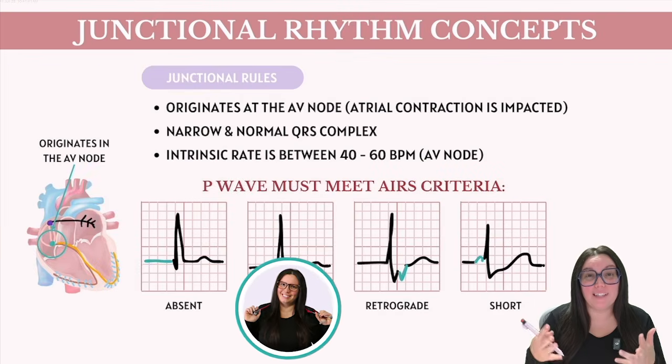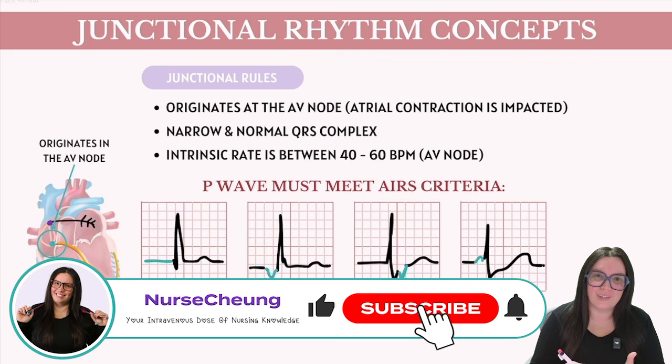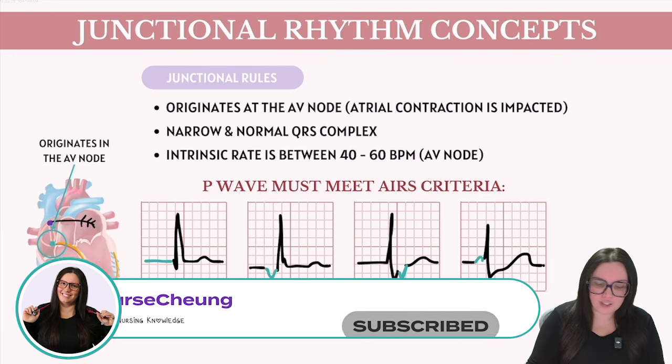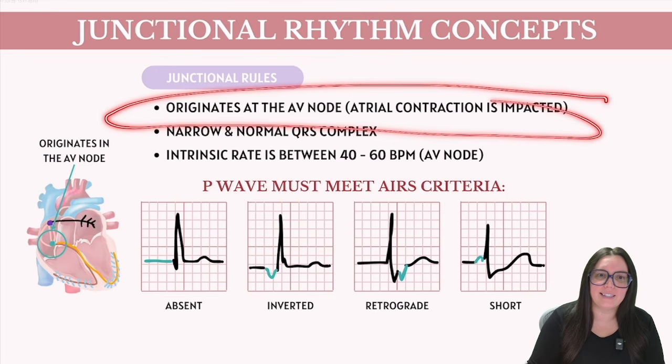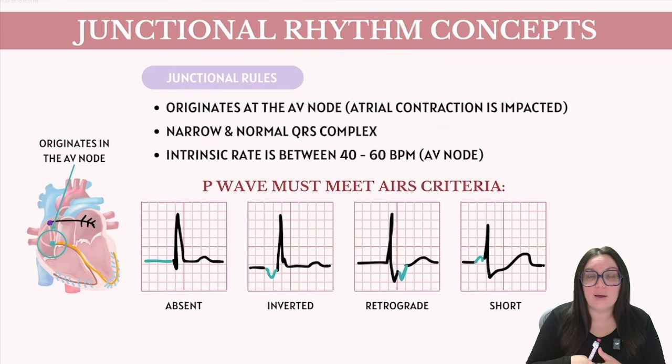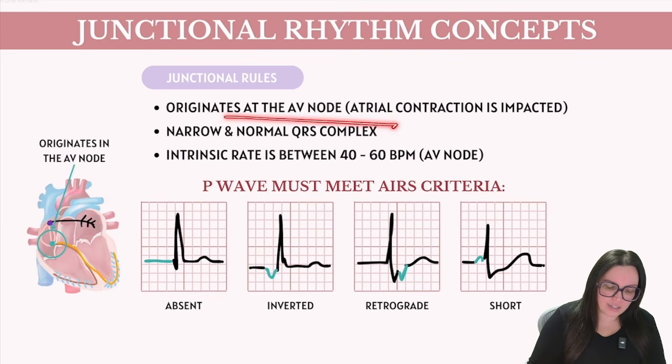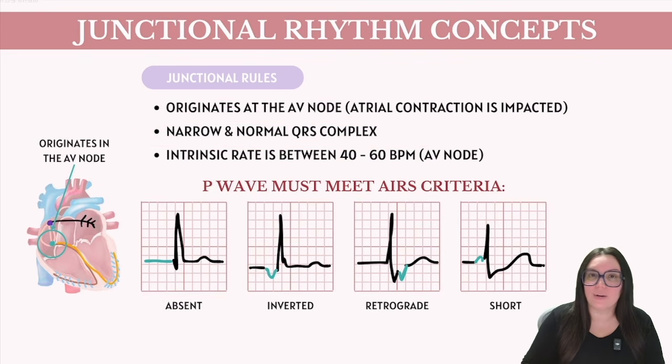So we always begin by talking about our junctional rhythms. It's important to note that the impulse that initiates the heartbeat is going to start in the AV node itself, and it only travels downwards towards our ventricles. Because the rhythm is originating at or above the junction, we're still going to see a normal and narrow QRS complex. But what's interesting here is that the intrinsic rate is going to be a little bit different.